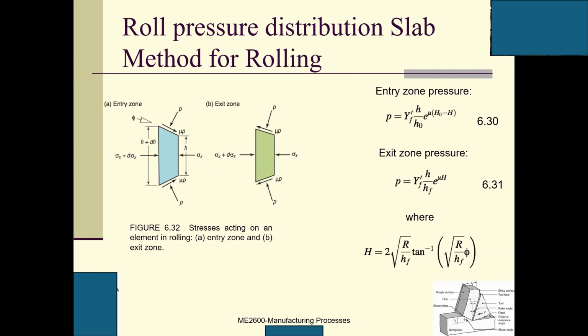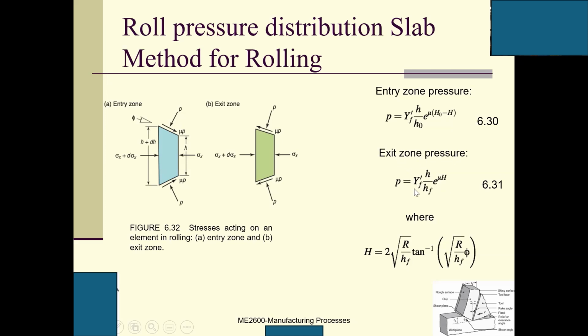In the x direction, all the forces must balance one another, and in the y direction, all the forces must balance one another. If you use these two equations, you can get the entry zone pressure P. This can be written with YF prime, the yield strength. H is the height, H0 is the initial height, mu is the friction coefficient, and this is H0 minus H.